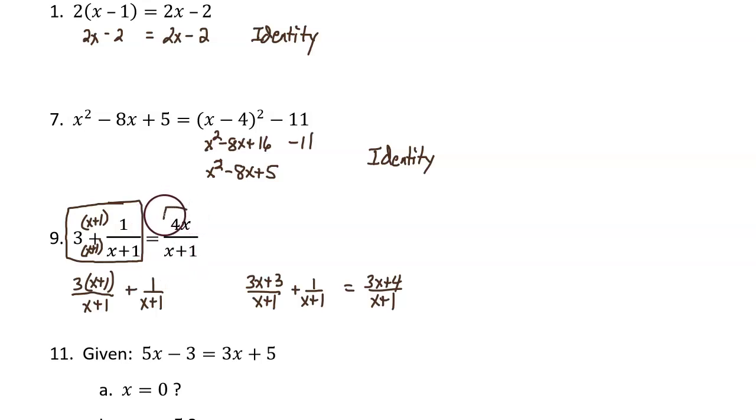All of this work that I've done so far is to simplify the left side of this equation. The right-hand side is still 4x over x plus 1. It's not looking like the left side is identical to the right side. This denominator is x plus 1, and this denominator is x plus 1, so that means that the numerators must be equal to each other. 3x plus 4 has to be equal to the 4x. Subtract 3x from both sides, and we discover 4 is equal to x. The left side is only equal to the right side on the condition that x is 4. So this is a conditional equation.